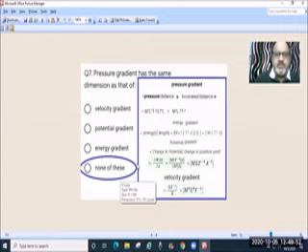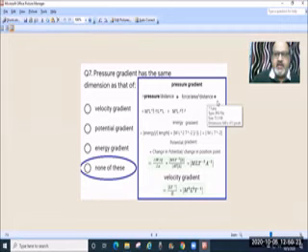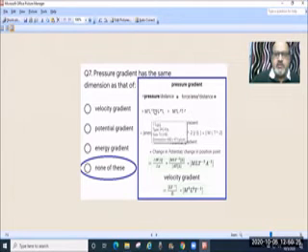Now question number 7. Pressure gradient has the same dimension as that of. Gradient means per unit length. Any change which is per unit length or per unit position is called gradient. So here pressure gradient is pressure by distance. Pressure is force by area. So we get force by area into distance. Dimensional formula of force is MLT^-2.